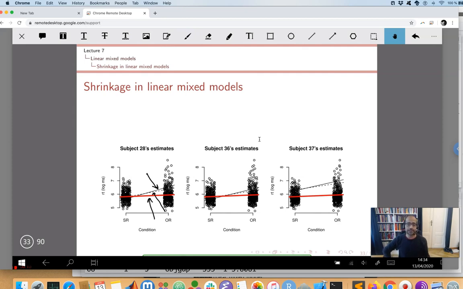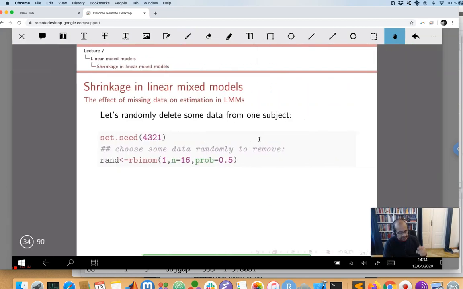Okay, you see the same thing in subjects 36 and 37. The thin black line is an extreme estimate of the subject slope, and it's conservatively pushed towards the grand mean in the linear mixed model. So that's the broken line that you see. Okay, so that's shrinkage in action.